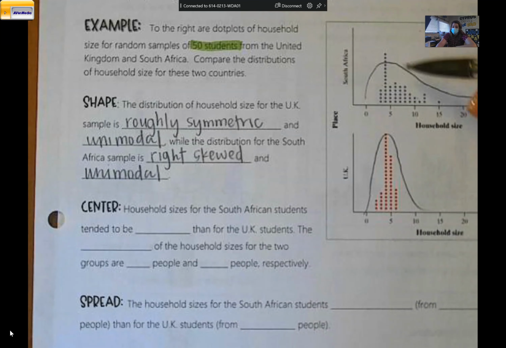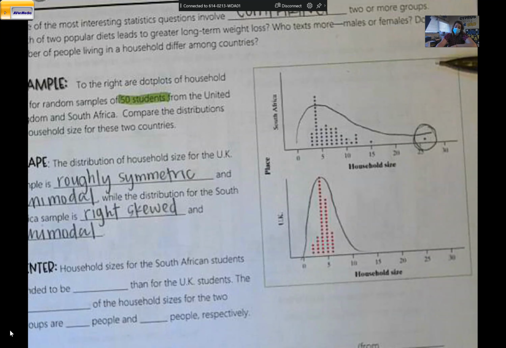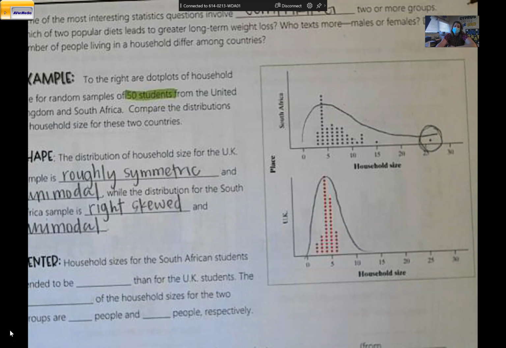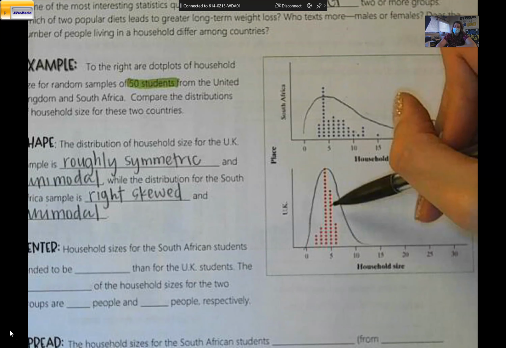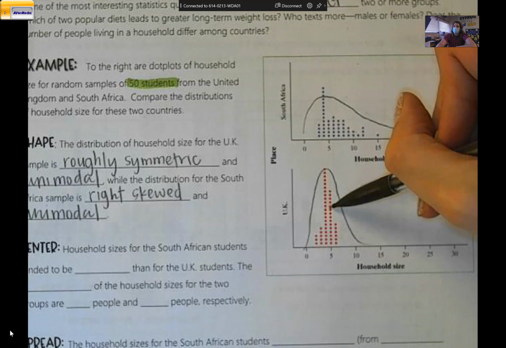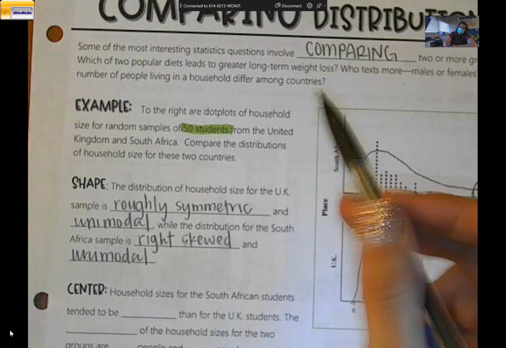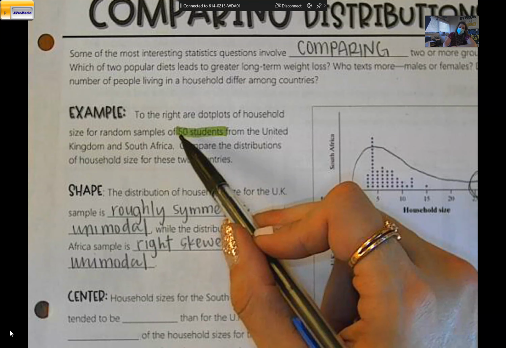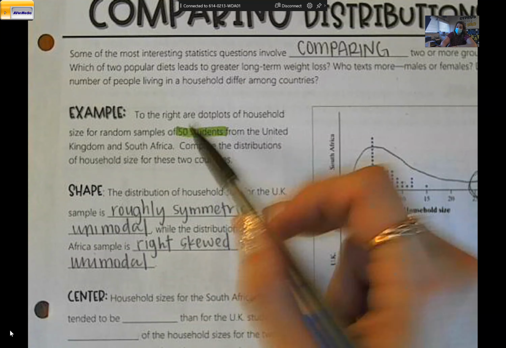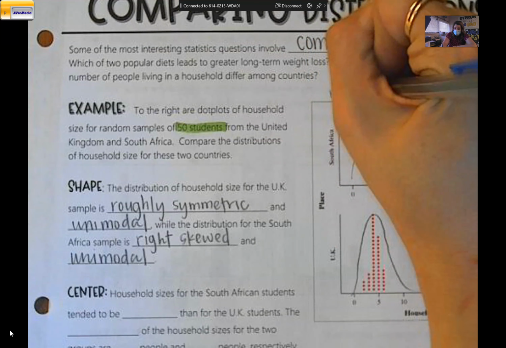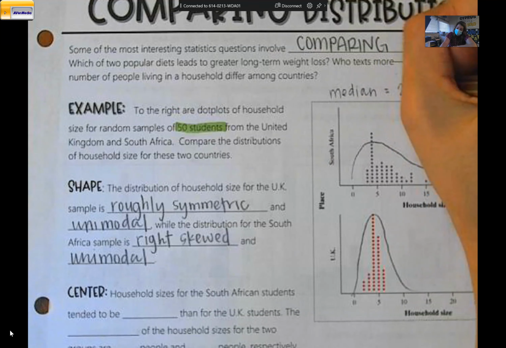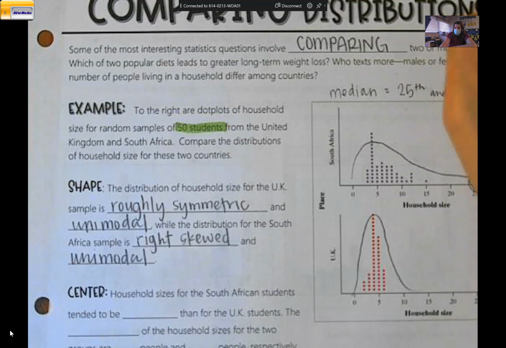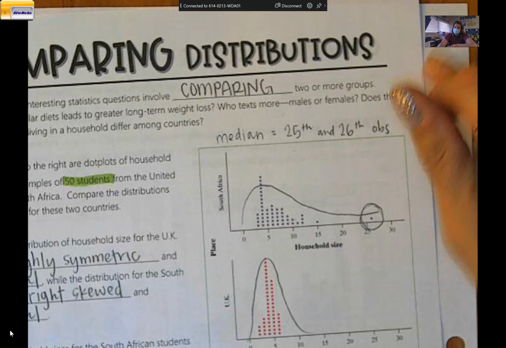And because South Africa is skewed right, what should we use for center? Median. And if we're going to look at the median for South Africa, then we should also use the median for the UK. So going back to the prompt, they told us that this was 50 students. So your median is going to be between the 25th and 26th observation. Are you guys okay with that?